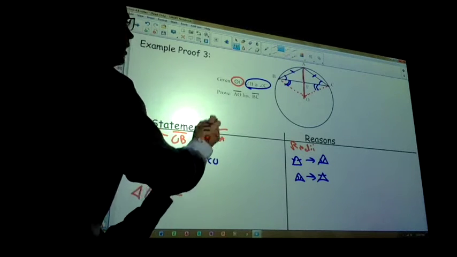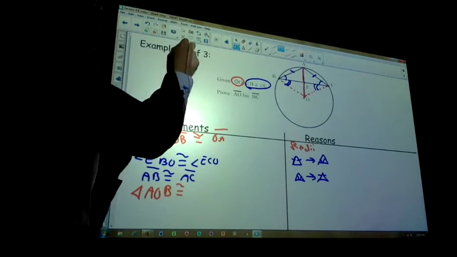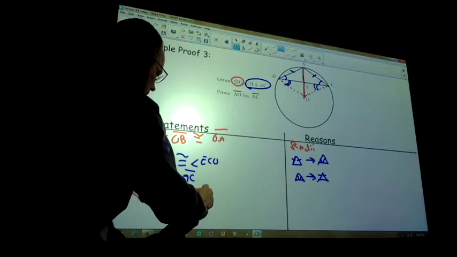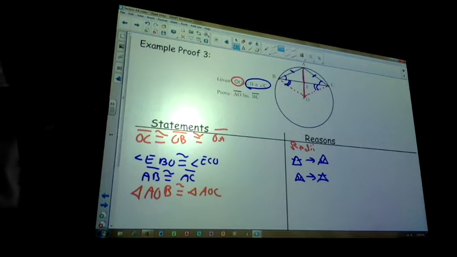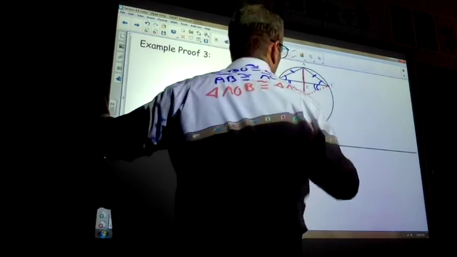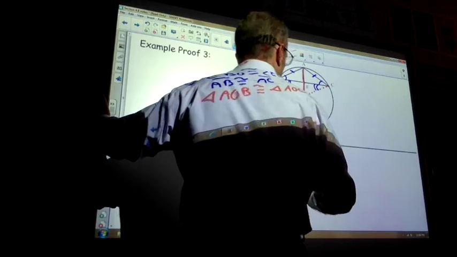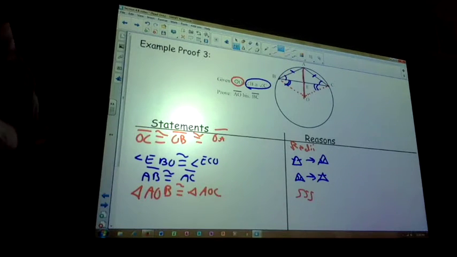When you do auxiliary lines, I'll write a statement. AOB, AOC. Hang on. What do you say? So if you draw an auxiliary line, you don't need to write a statement or reason. I don't think you do. Okay. And I'm going to state this because of side, side, side. All right, that's good. I like that.